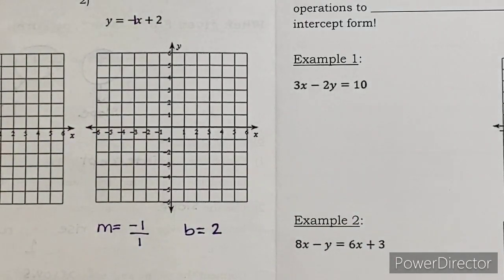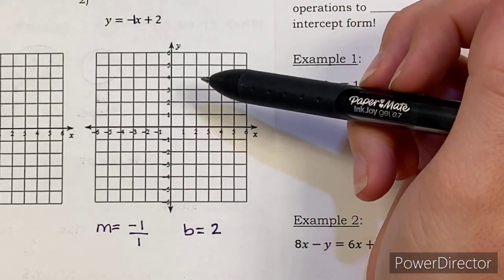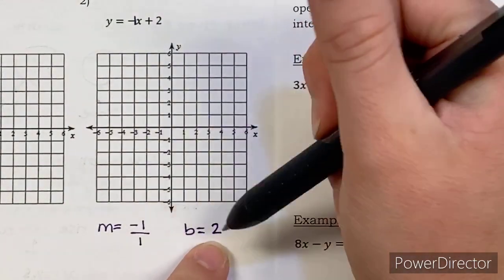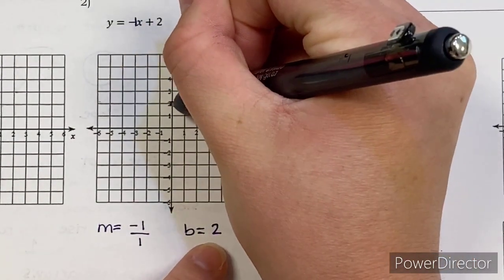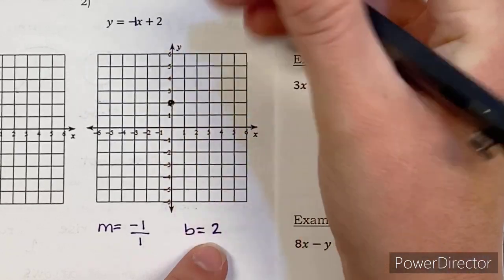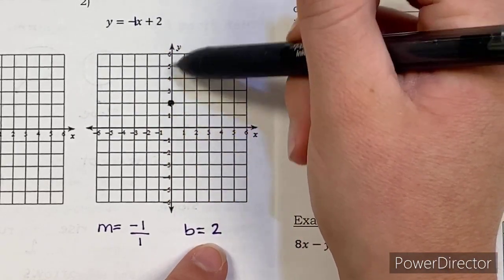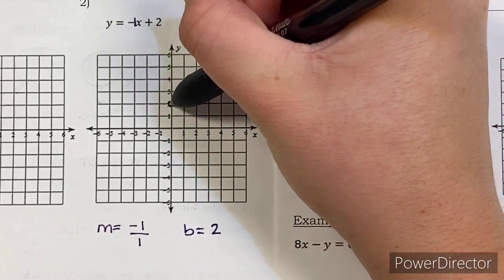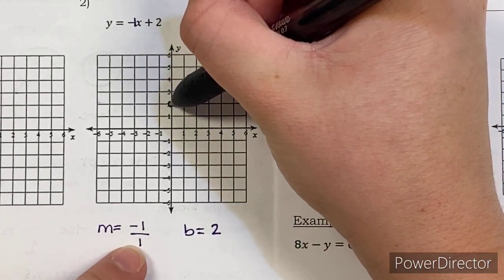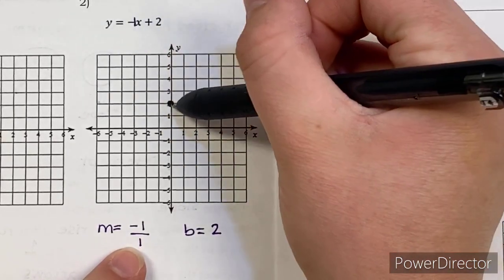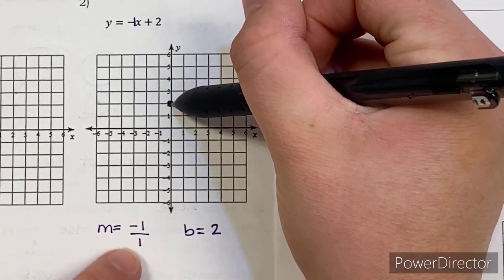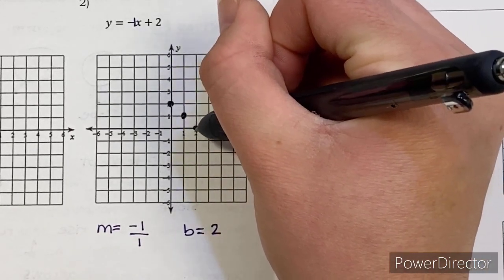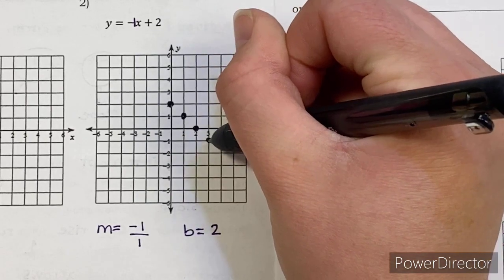And now I can just graph it. When I go to graph this, your y-intercept is always graphed first. So I'm going to take this 2, and I'm going to graph it on +2 on the y-axis. So make sure you're putting it on the y-axis right here. Then from this dot, I'm going to keep my pencil on this dot, and I'm going to use my slope in order to get me more dots or more points. So from this point, I'm going to go down 1, right 1, and plot another point. Down 1, right 1, plot another point. Down 1, right 1, plot another point.